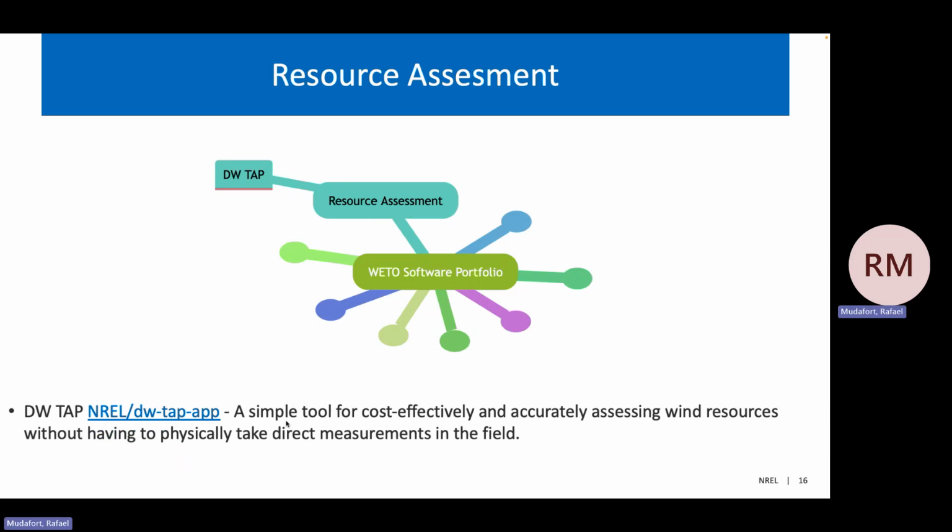Next, we have the resource assessment section, and in there, as far as the set of tools that's tracked, DW-TAP is the only one that we have here. This is basically a front end for some data sets that people can interact with, and their tagline is that they want to make assessing wind resources easy and without having to physically take any measurements in the field.